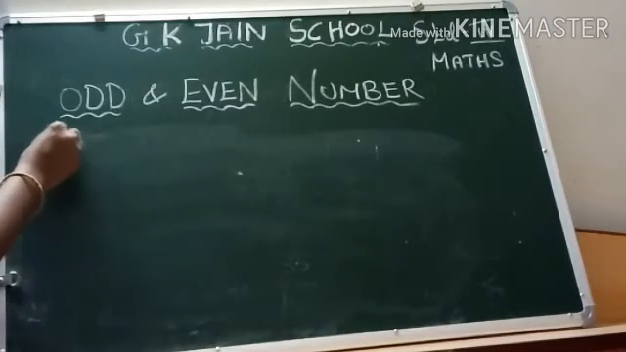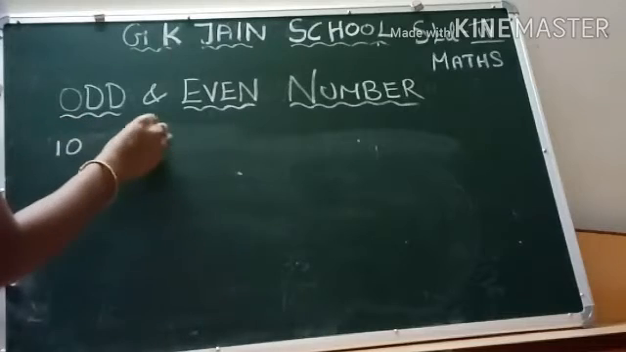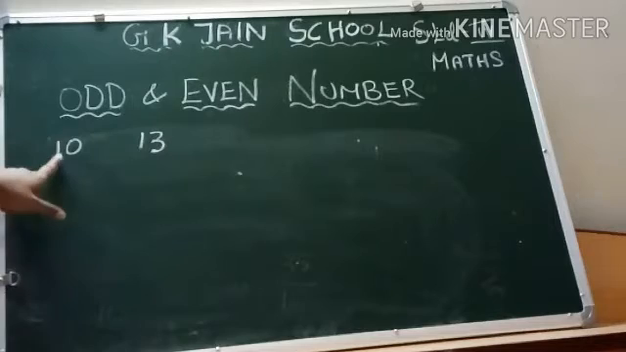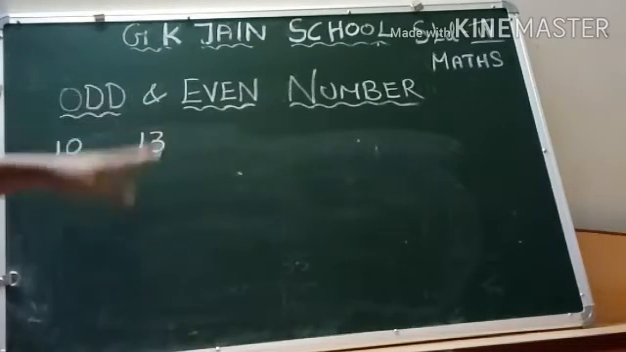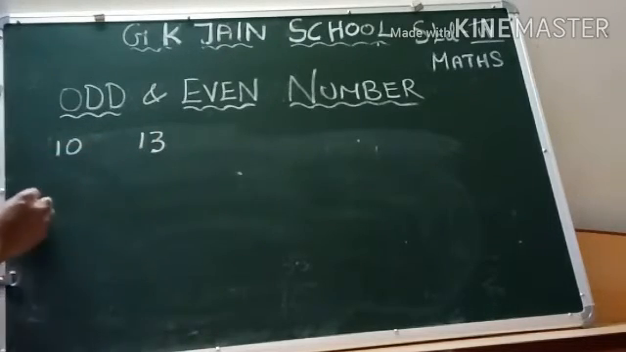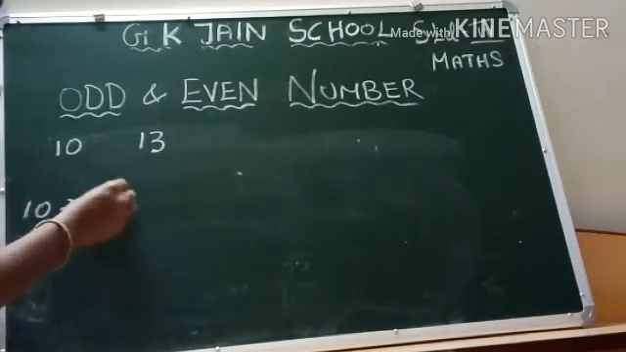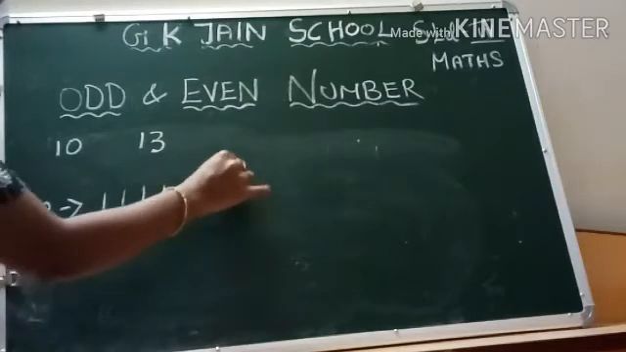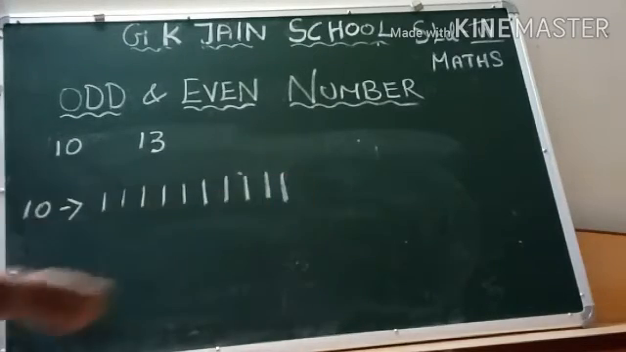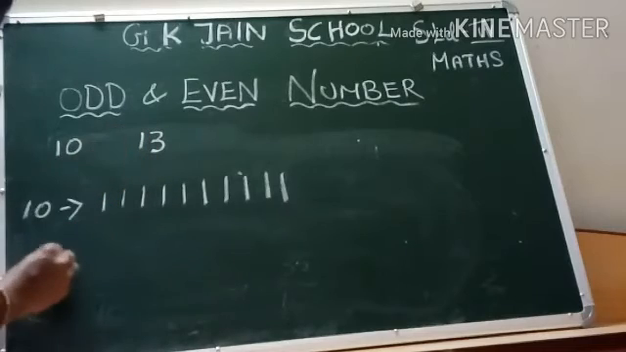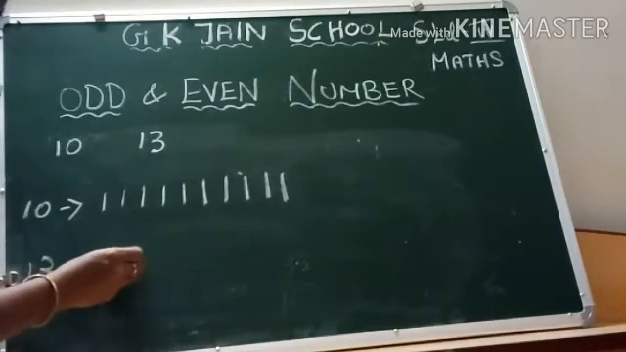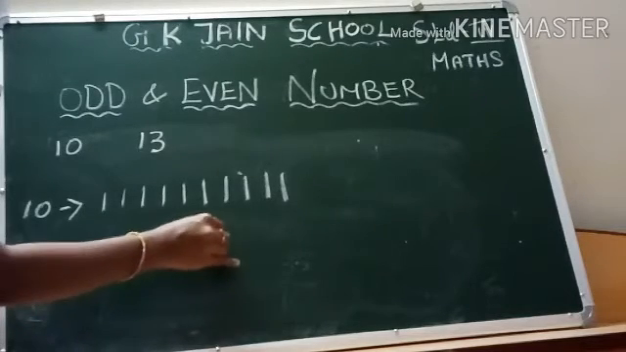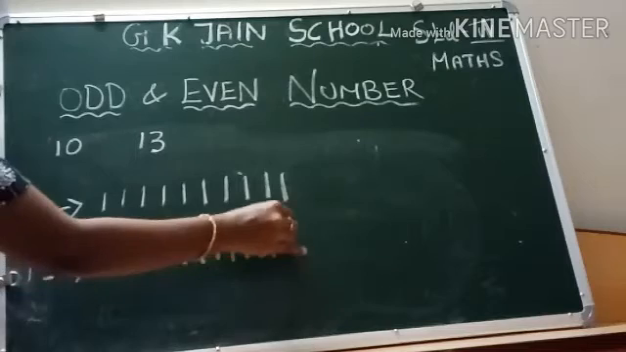So I give some numbers, 10 and 13. So now we are going to identify whether 10 is an odd number or an even number, and whether 13 is an odd number or an even number. Shall we identify 10? So now we are going to draw sticks. 1, 2, 3, 4, 5, 6, 7, 8, 9, 10. Right. So 13. Now we are going to draw how many lines? 13 lines. 1, 2, 3, 4, 5, 6, 7, 8, 9, 10, 11, 12, 13.